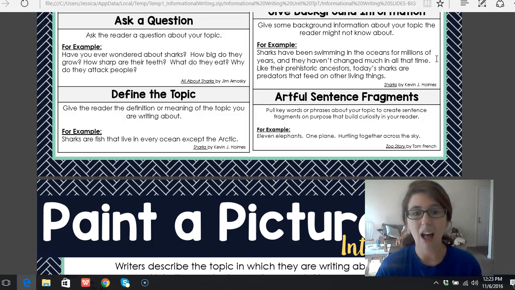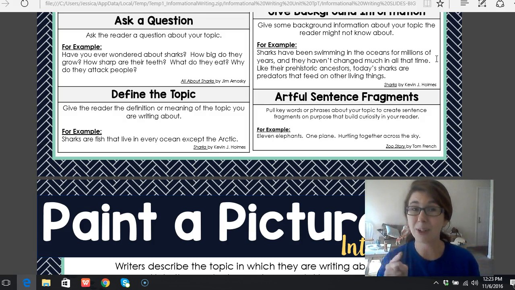For example, 11 elephants, one plane, hurtling together across the sky. What are we going to write about? What is this? Is it about elephants on a plane hurtling together across the sky? Hurtling makes me think that they are going really fast. 11 elephants on a plane? I really want to hear more about this.